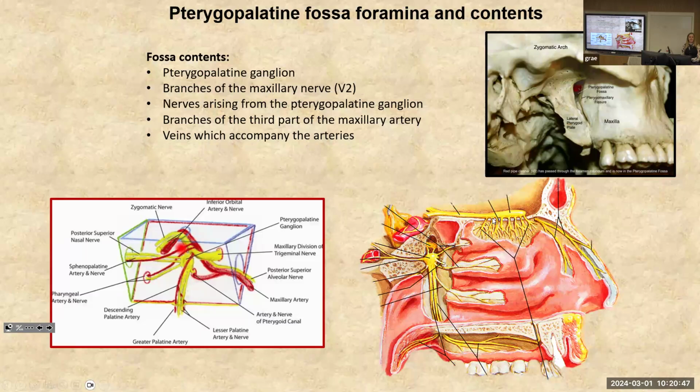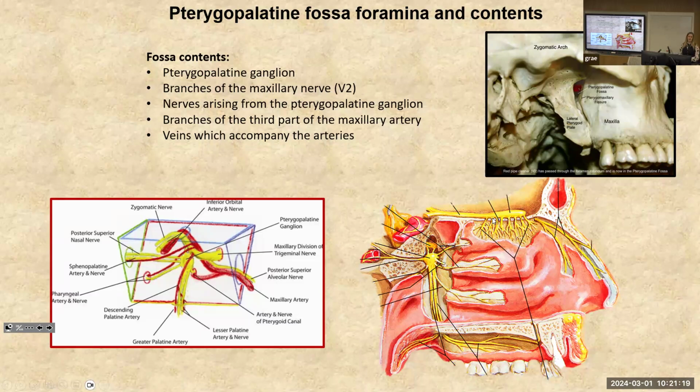There are nerves leaving this ganglion. V2 is going to be on the roof. It's not really depicted that well here, but you can see it right there. Then you see lots of branches, and lots of arteries going with the branches. So all of these structures are there. What's not pictured but is there are veins, so veins are also filling this space. Okay, so it's a small space with a lot of stuff inside.